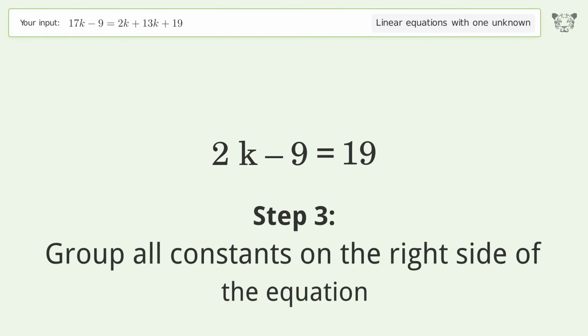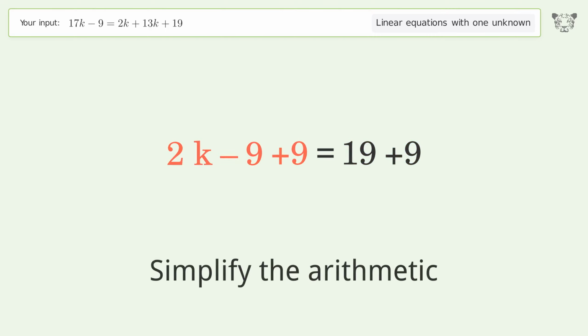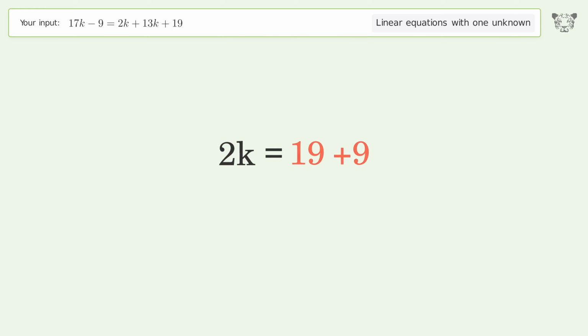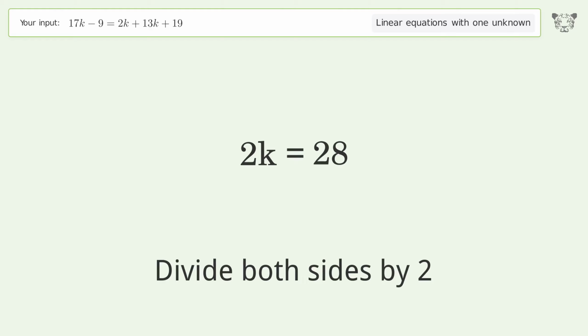Group all constants on the right side of the equation. Add 9 to both sides. Simplify the arithmetic. Isolate the k. Divide both sides by 2.